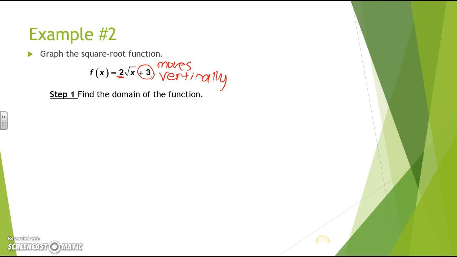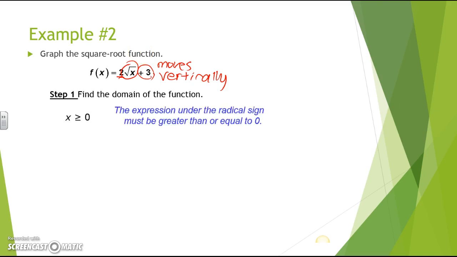We're first going to find the domain of the function. So what are we looking at under the radical sign? It's the square root of x. So we have x is greater than or equal to 0. The expression under the radical sign must be greater than or equal to 0. So the domain is the set of all real numbers greater than or equal to 0.